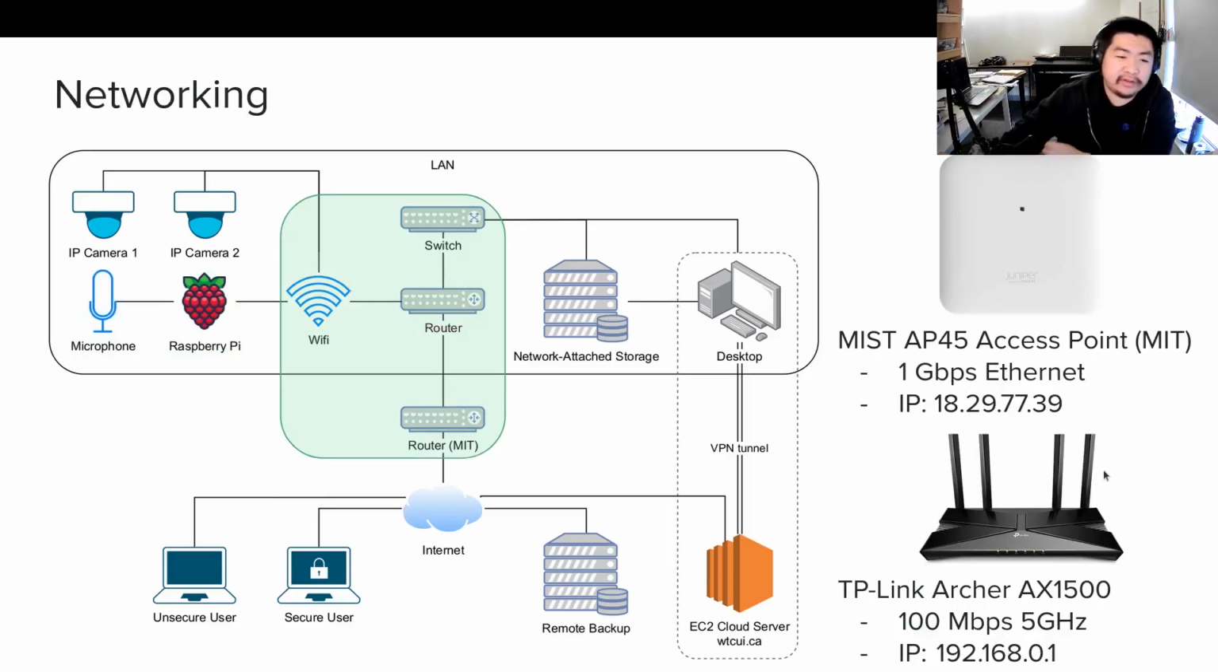Okay, so networking. This is kind of like the spinal cord behind the nervous system behind this whole thing. So like I said, I live in a dorm, and we have these wireless access points, MITS AP45s. These have Ethernet capability of reaching 1 gigabit per second. That's pretty good. Been thankful for that. So you'll see this is not a local IP. Also, this thing supports Wi-Fi of up to 100 megabits per second.